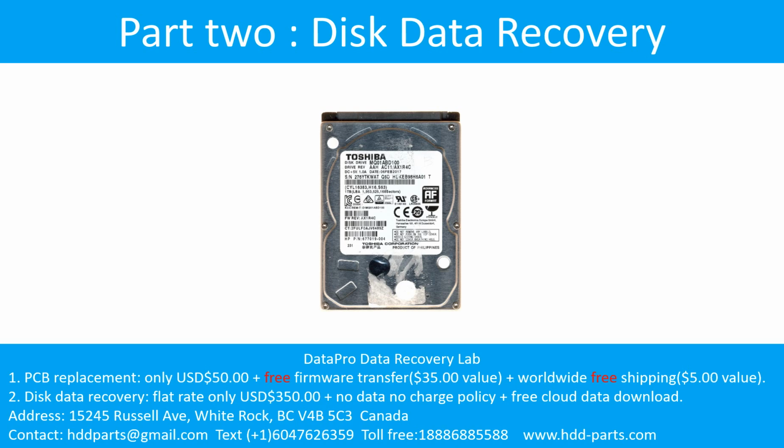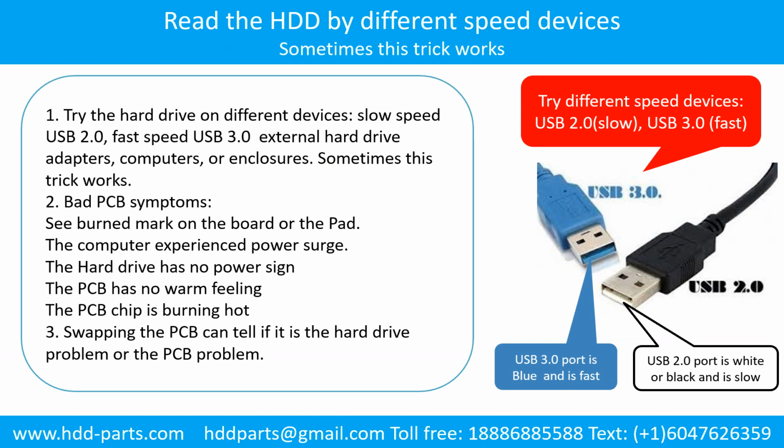Part 2. Disk data recovery. There are some simple ways to recover data from a hard drive. One of them is to try to read the hard drive with different devices, like different external hard drive adapters, computers, or enclosures. Because different devices use different ways to read a hard drive, sometimes this trick works.